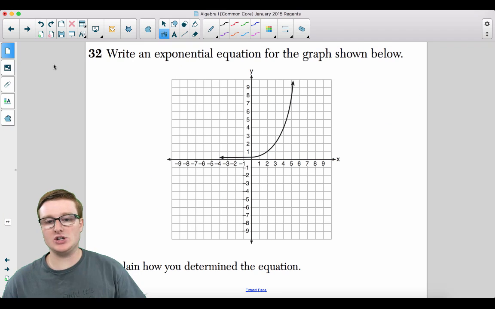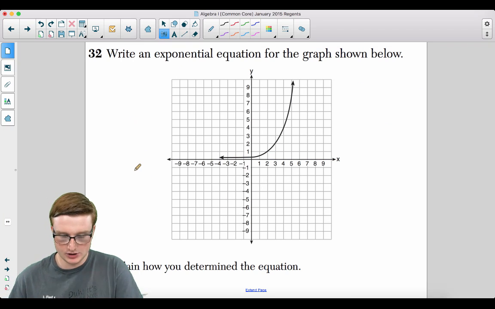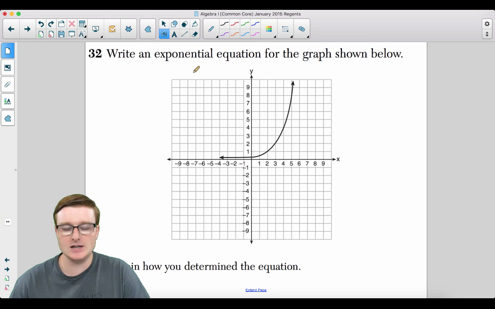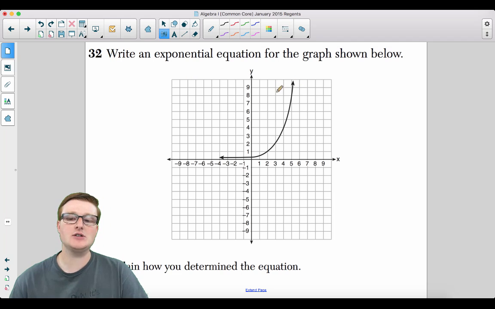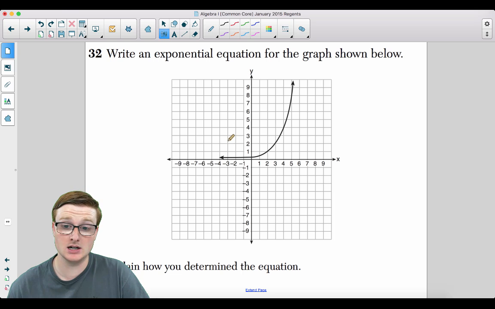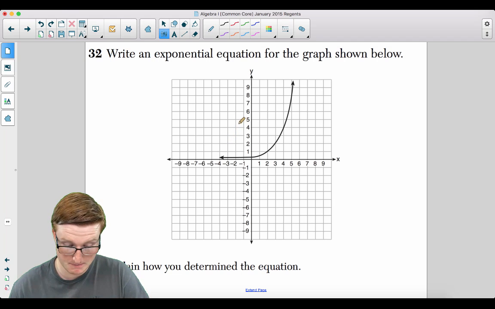Write an exponential equation for the graph below. Explain how you determined the equation. So here's what you could do. You could input your coordinates in your graphing calculator, which I think is probably the best way to do it, most likely.